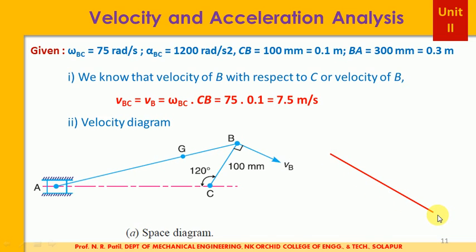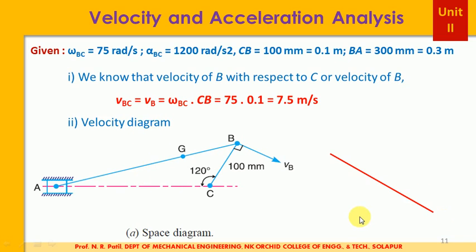Now always try to say: velocity of A with respect to B is perpendicular to AB. When you repeat this sentence, it is very easy to draw the velocity diagram. So what I told just now, velocity of A with respect to B is perpendicular to AB. Now you just have to see where point B is. So this is point B. From this point B, draw a line perpendicular to AB.